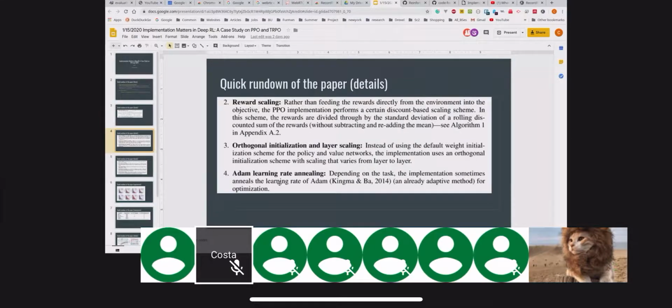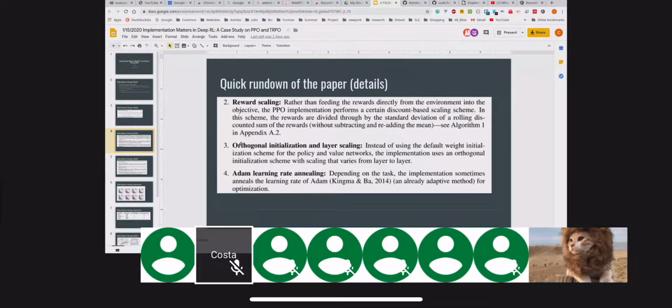And the second technique is called reward scaling. Right, so they actually have a rolling discounted sum of rewards, and they normalize the rewards by using the standard deviation of the rolling discounted rewards. I think they do the same thing with the observations as well.